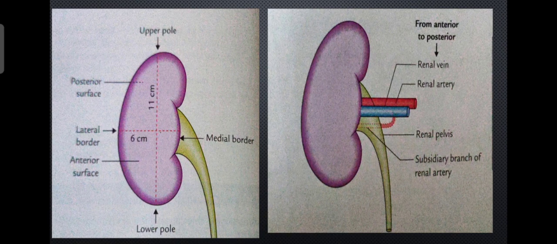While seeing the hilum of the kidney, we can see the arrangement of structures in an orderly manner. First, anteriorly we will see the renal vein, then just posterior to it we can see renal artery, then the ureter, then a subsidiary branch of the renal artery, that is one smaller branch. So this is the arrangement from anterior to posterior: vein, artery, ureter, and subsidiary branch of renal artery.